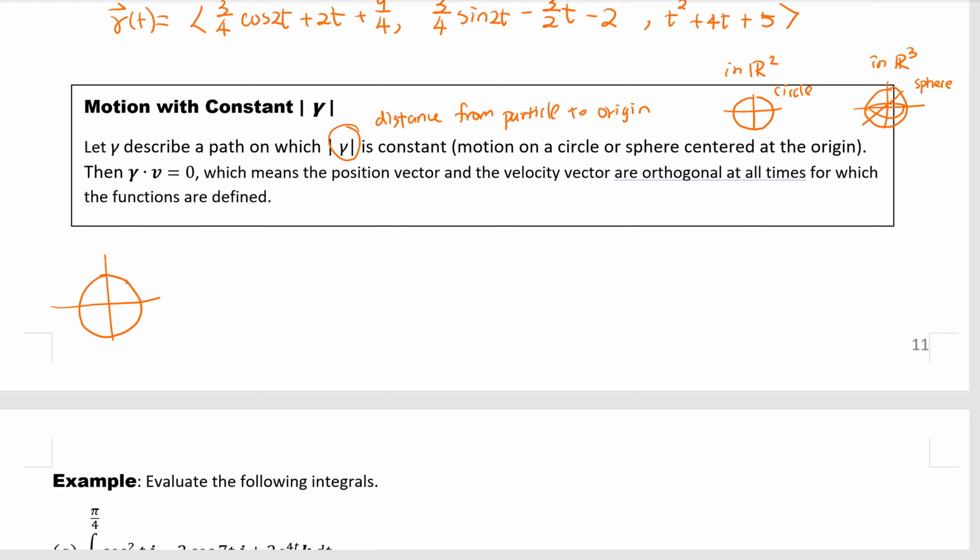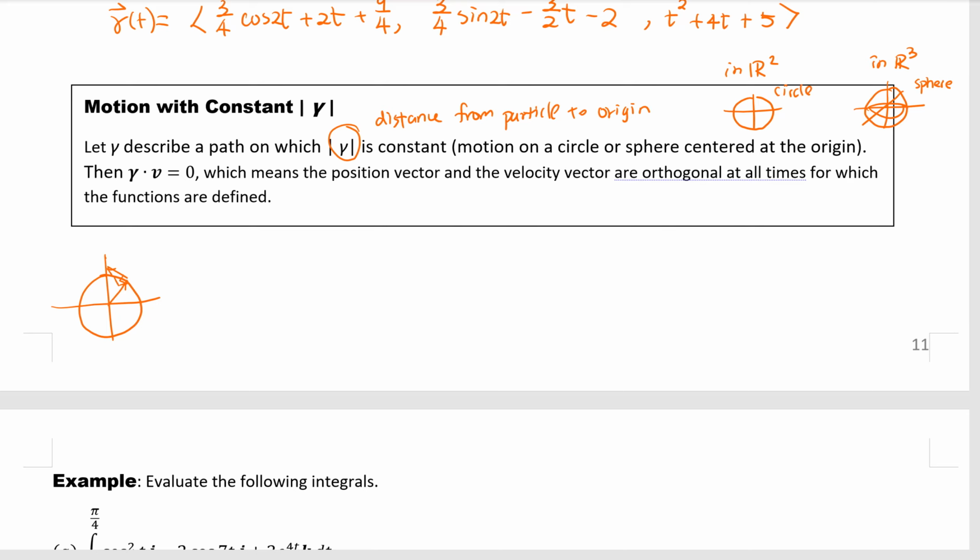So if you're going this way, this is the position vector, right? And how about the velocity vector? The velocity vector is going this way, right? And you can see, it's true that they're orthogonal. But how do we prove that? How do we prove that?